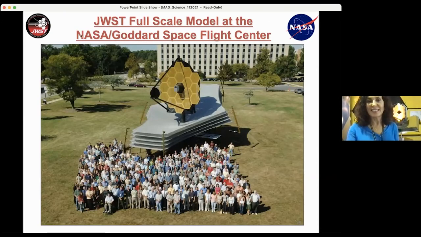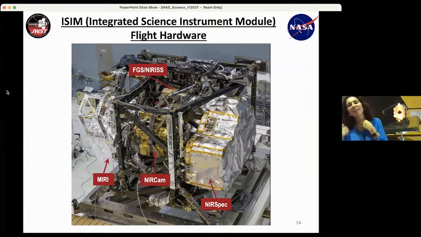Here you can see a little bit the real size of the James Webb. You can see a few of the people. Some of these people will be you, depending on the kind of things that you like to do. So maybe you want to work on one of the instruments. Maybe you, when you grow up, you will want to be on a telescope.